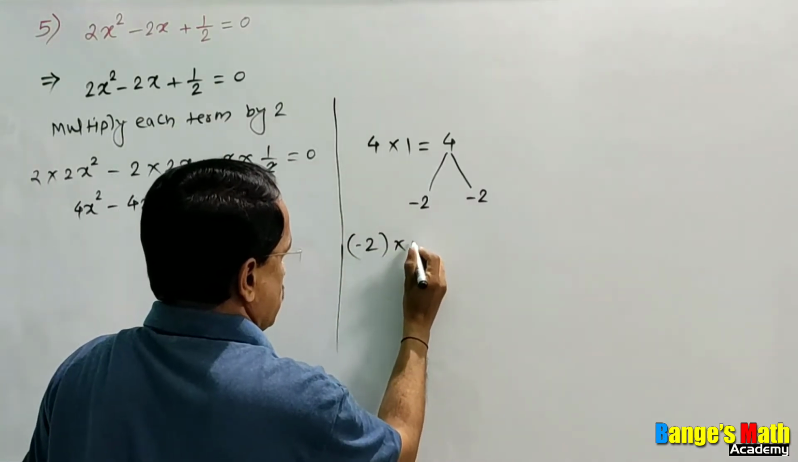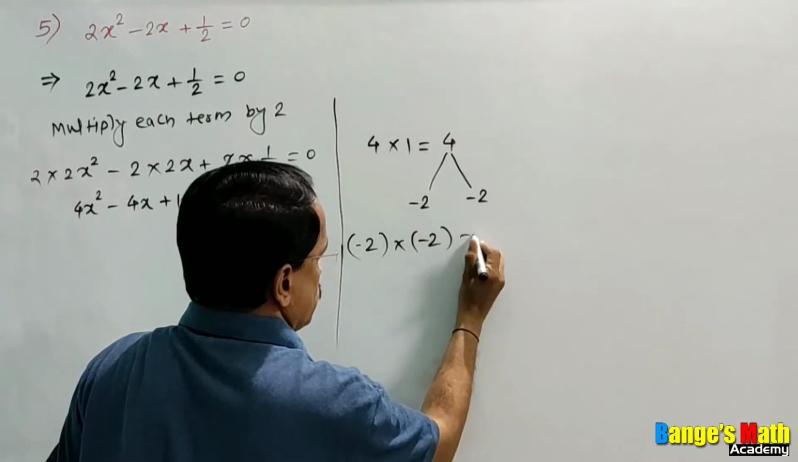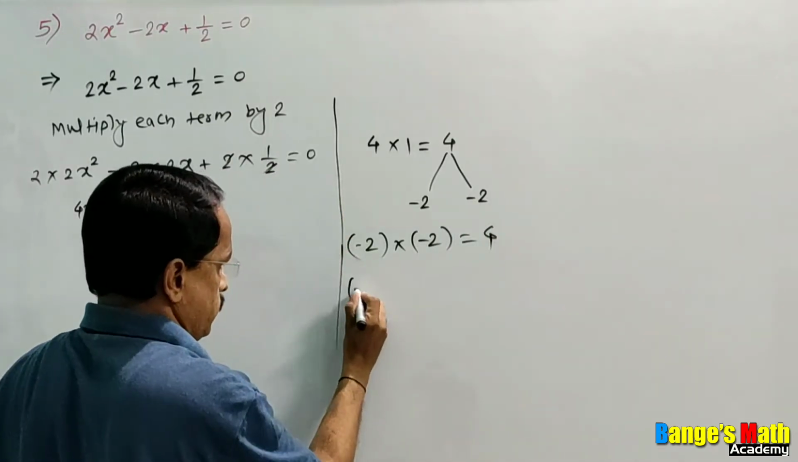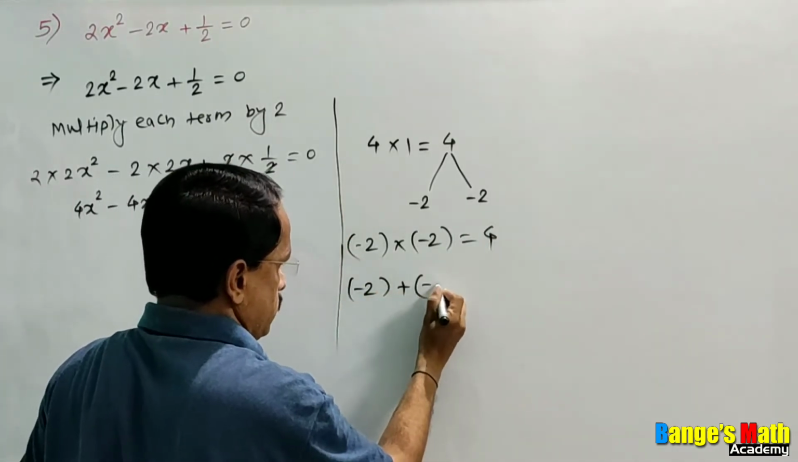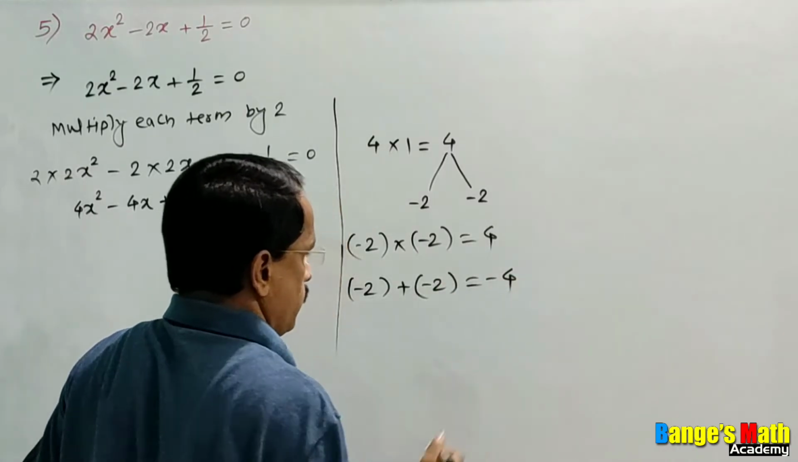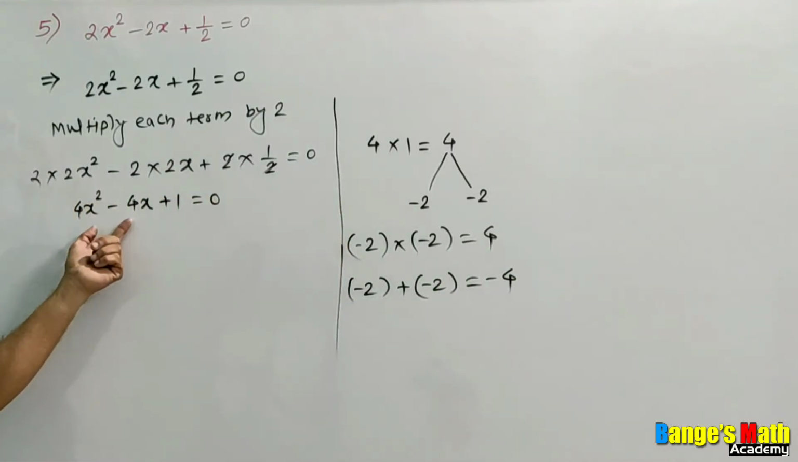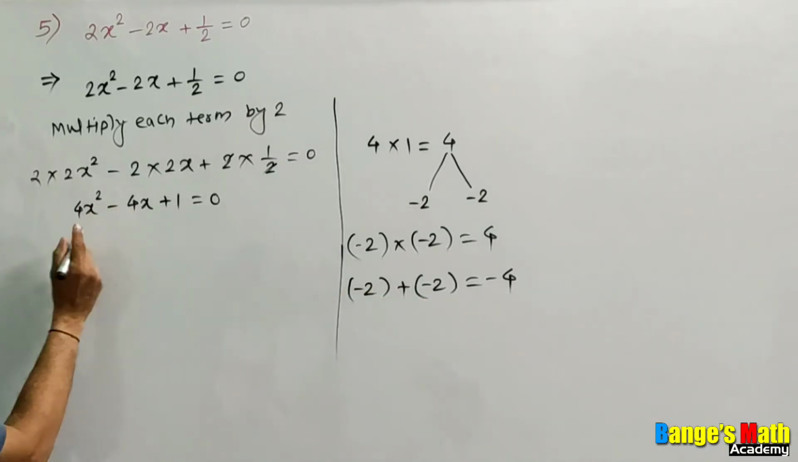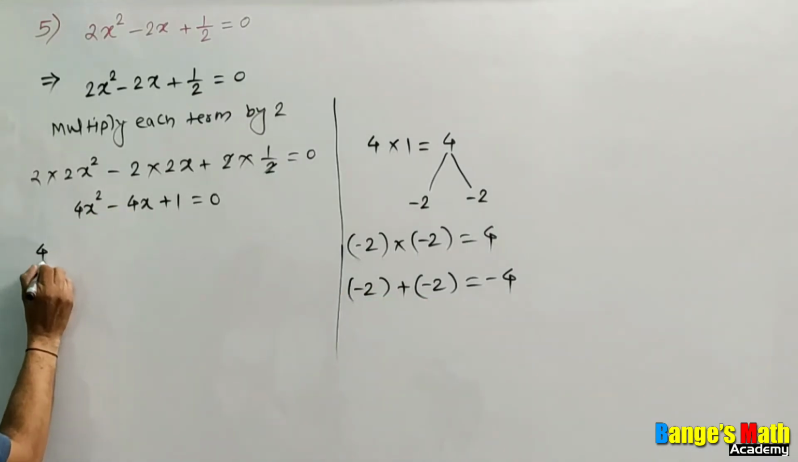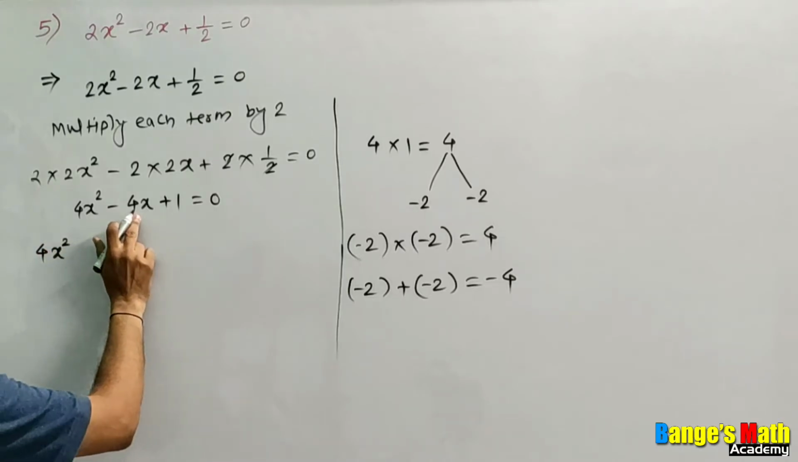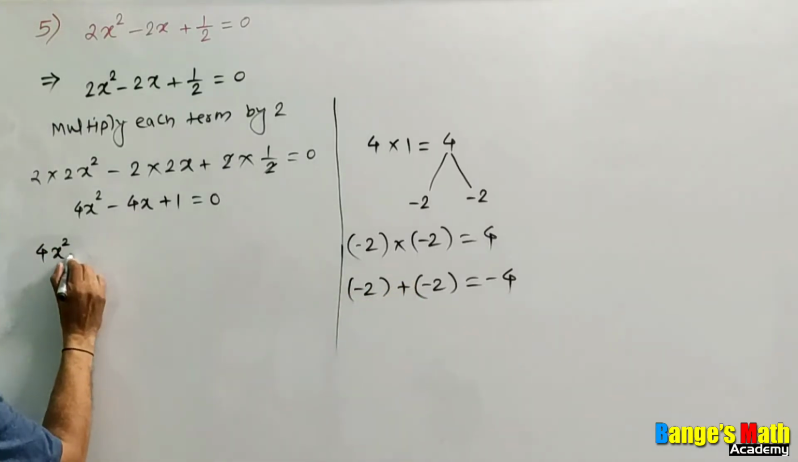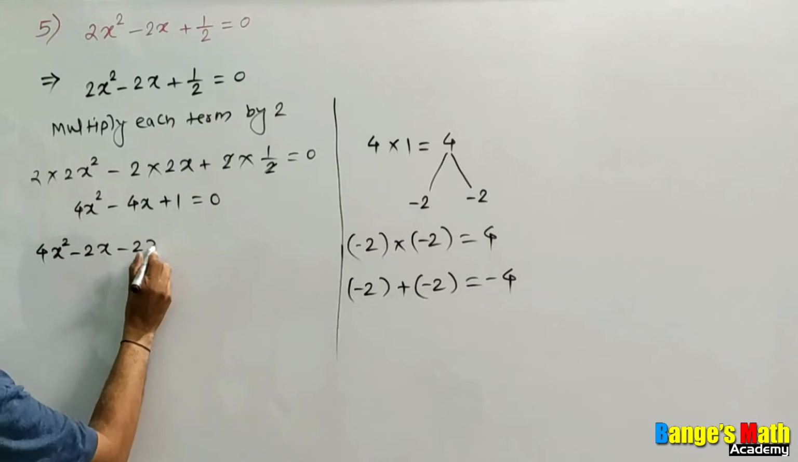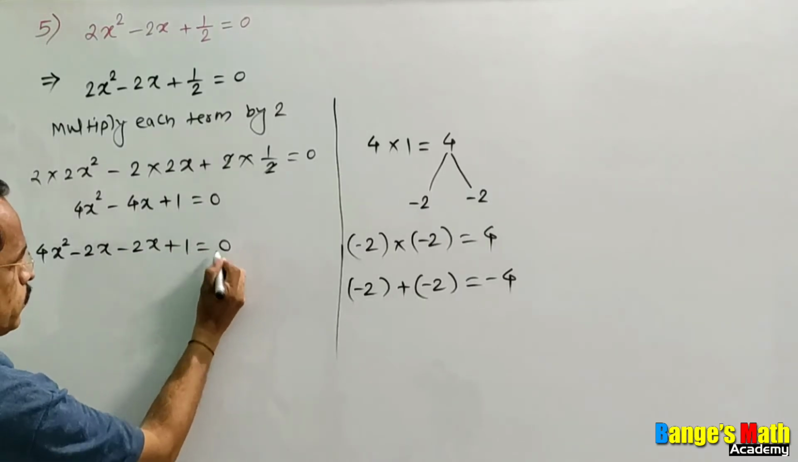If we take the product of these two, we get plus 4, and if we take the sum of these two, we get minus 4. So we split the middle term: minus 2, minus 2. Then write down the given equation: 4x square, minus 2x minus 2x plus 1 is equal to 0.